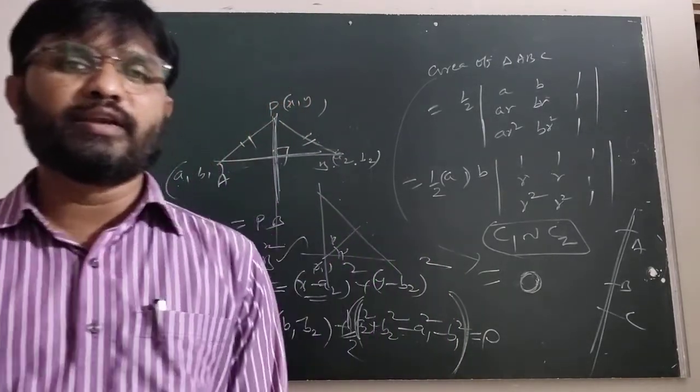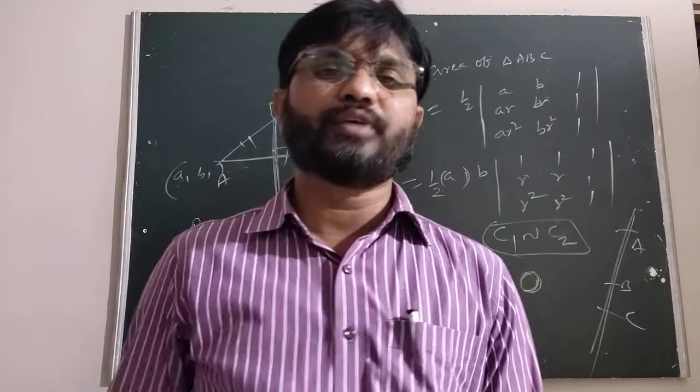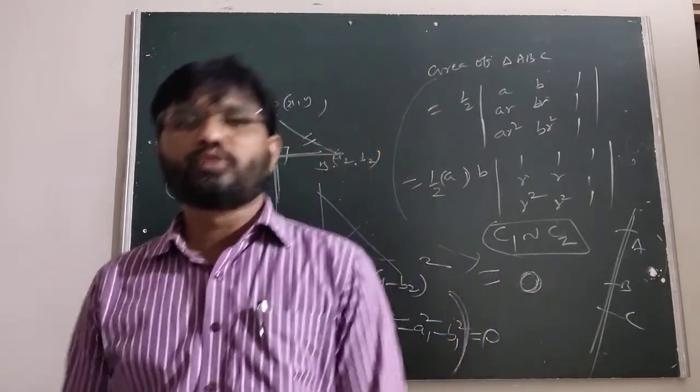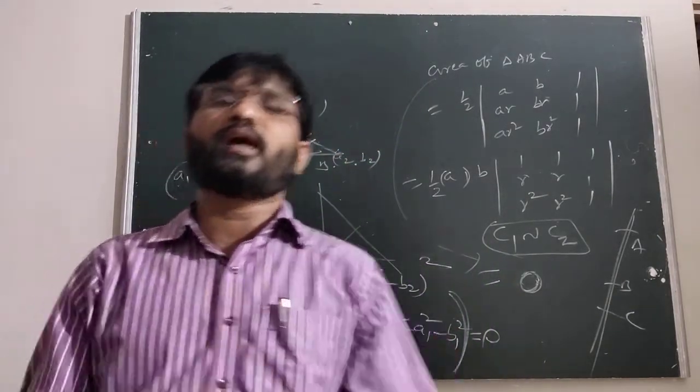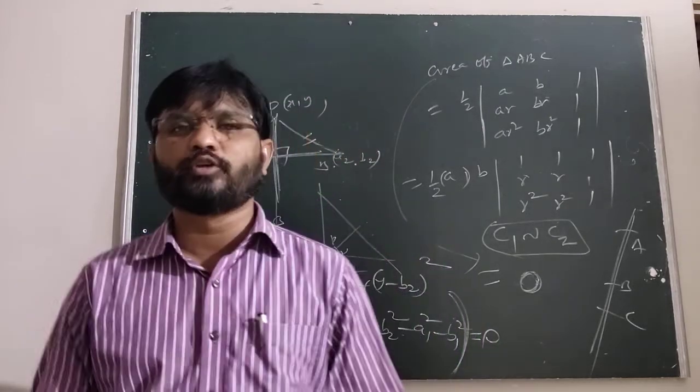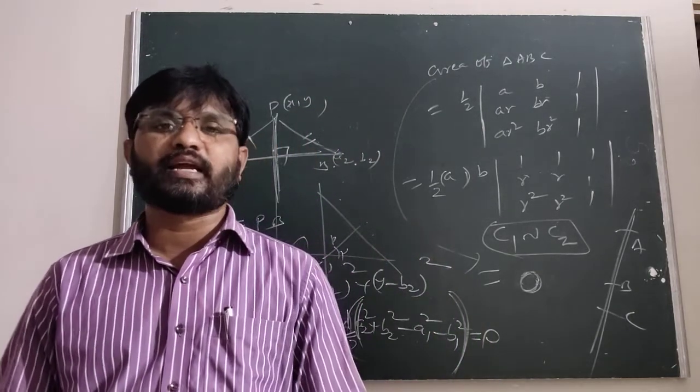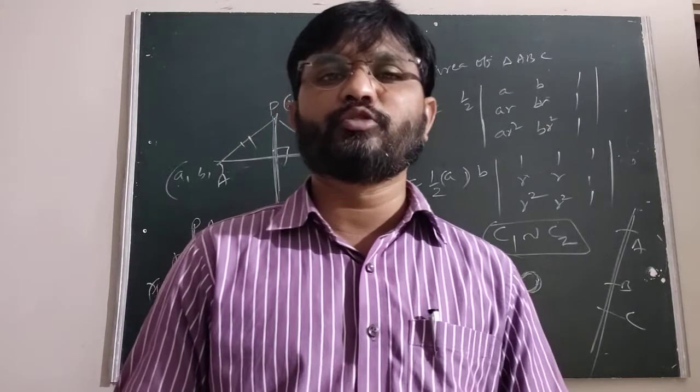Finally, the angle between two lines: cos theta = (a1a2 + b1b2) / (root of (a1 square + b1 square) into root of (a2 square + b2 square)). If they are parallel lines, a1/a2 = b1/b2. If they are perpendicular lines, a1a2 + b1b2 = 0.